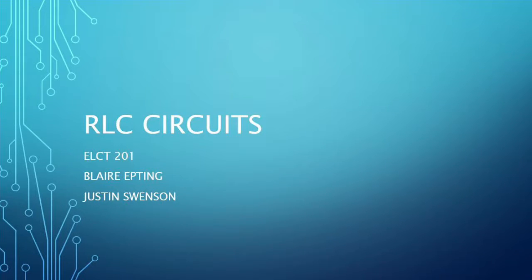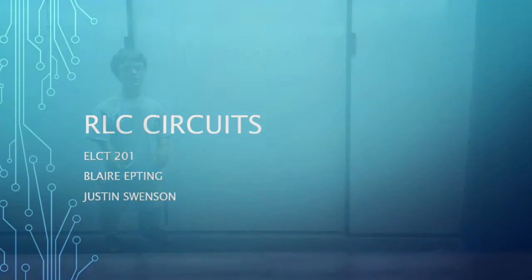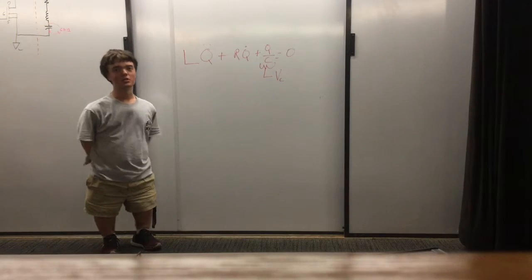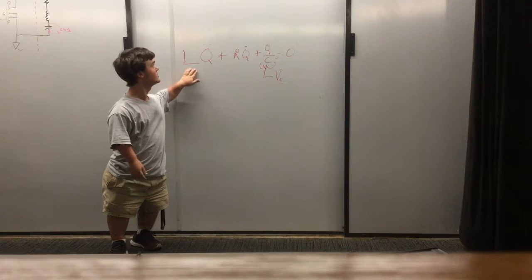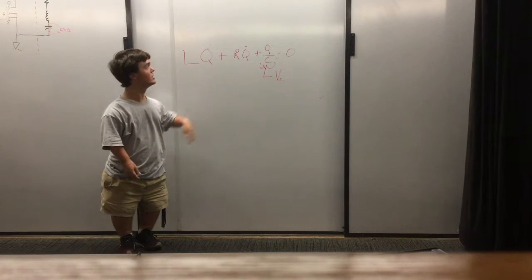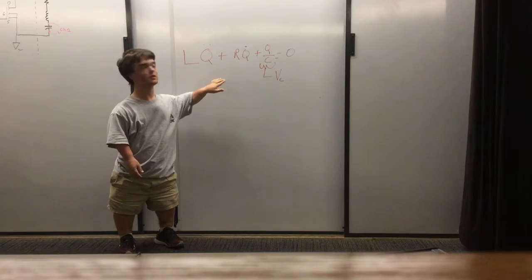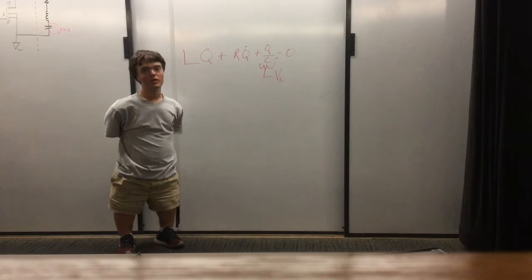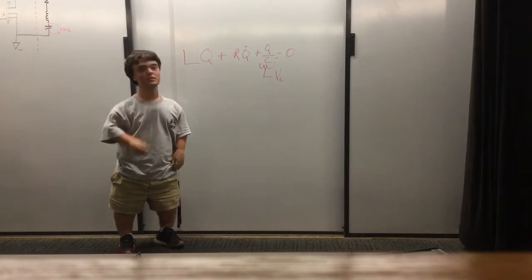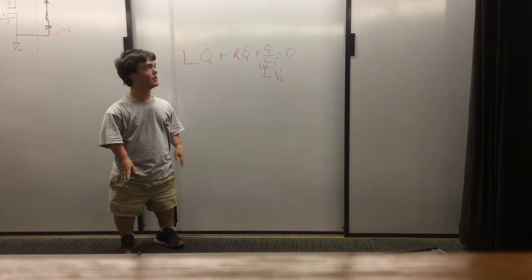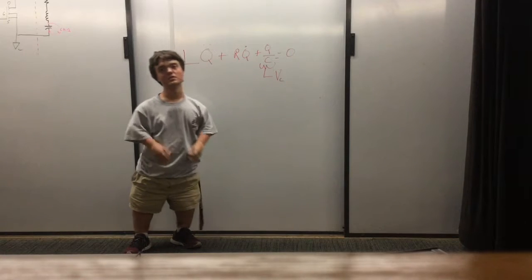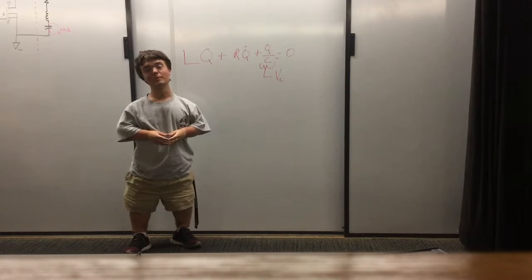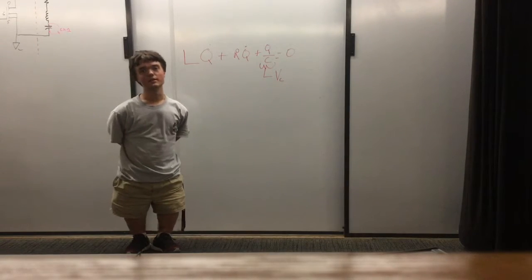And this is our project on RLC circuits. So the way an RLC circuit works is it can be represented by this second order differential equation, where you take the inductance times the second derivative of charge and add that to the resistance times the first derivative of charge, and then you add it to the charge divided by the capacitance, and this should equal 0. And also the charge over the capacitance should equal your voltage over the capacitance, which is what we'll be measuring with the oscope to get the dampening ratio.